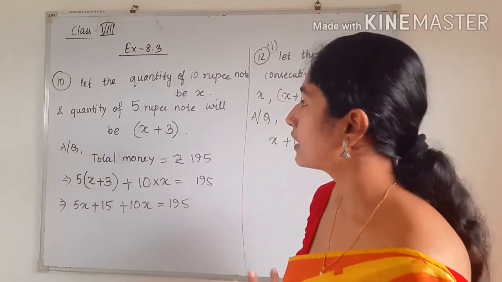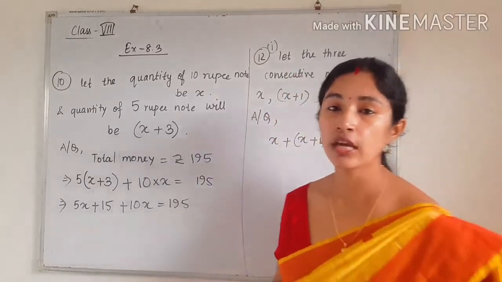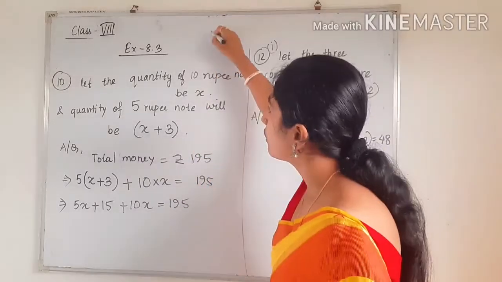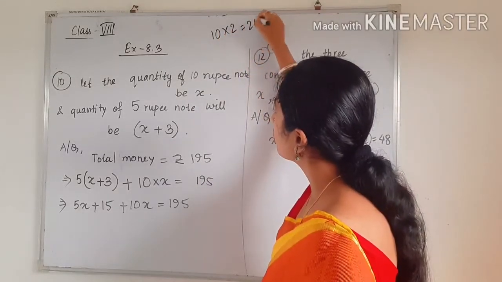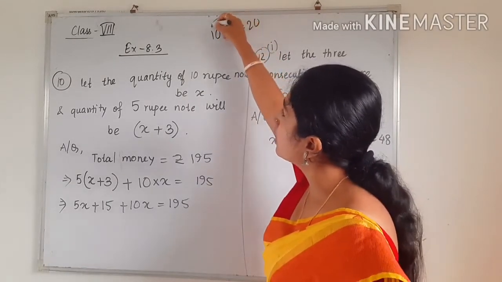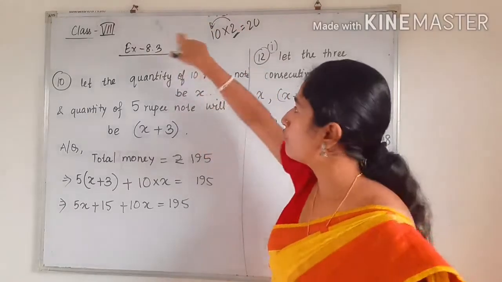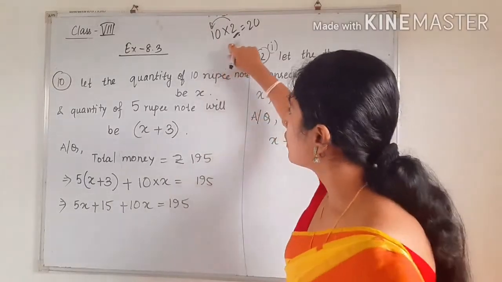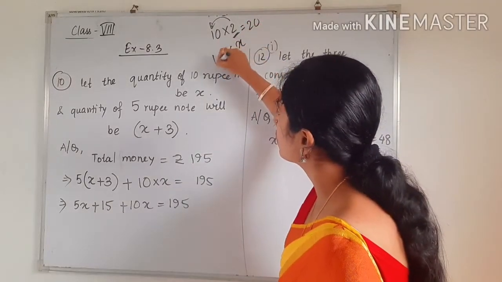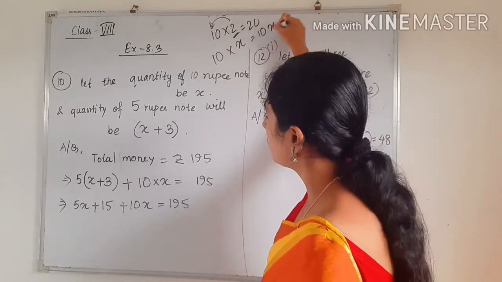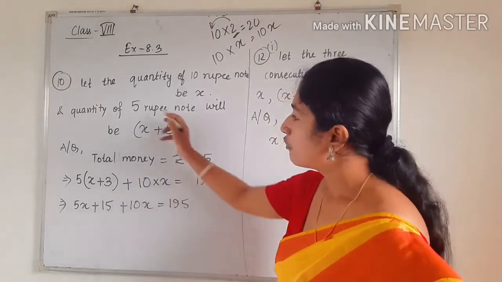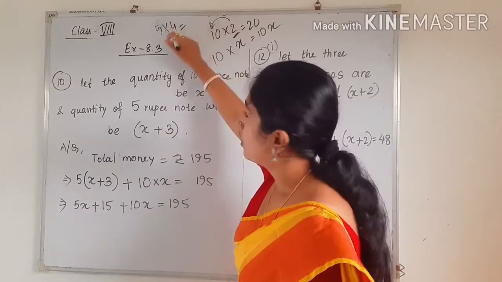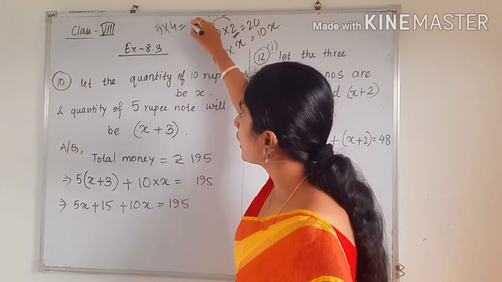Okay. So how to make the equation? See, if you have 2 10 rupee notes, then what will be the total amount of money? Yes, total amount of money will be 10 into 2, that will be 20. Because you have to multiply the quantity with the note. Okay. So you have 10 rupee notes, quantity is 2, that means 2 into 10 will be 20. Similarly, if you are having X number of 10 rupee notes, then you have to write 10 into X, that will be 10X. Okay. Similarly, suppose you have 4 5 rupee notes, that means you have to multiply 4 with 5, you will get 20.